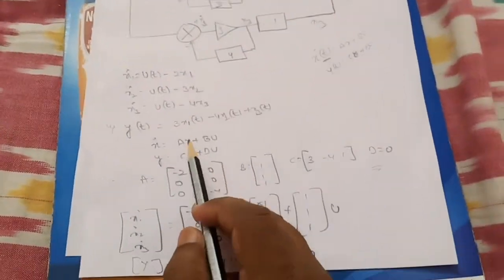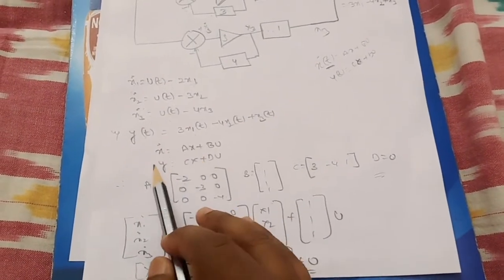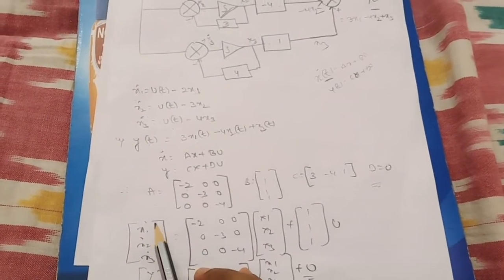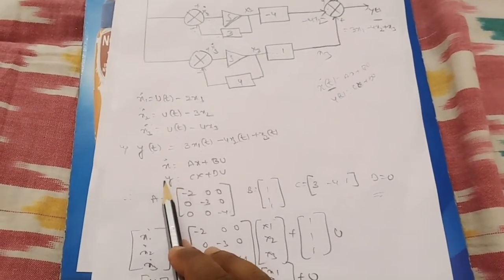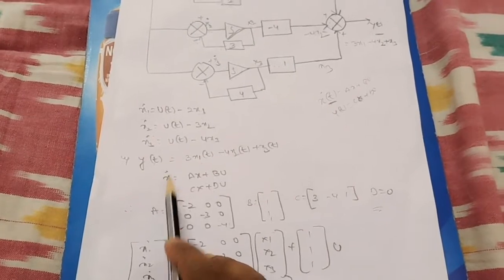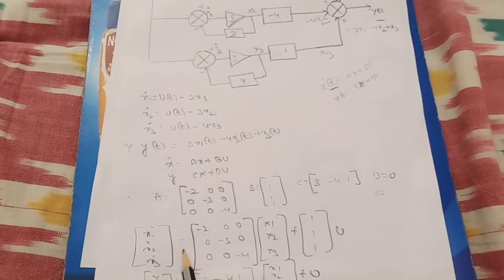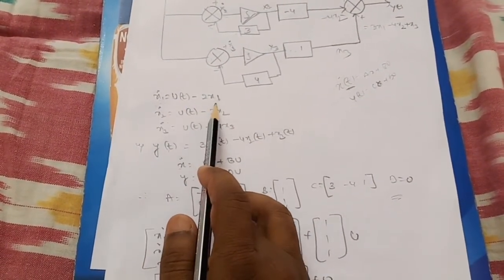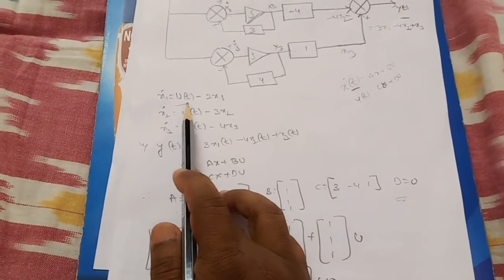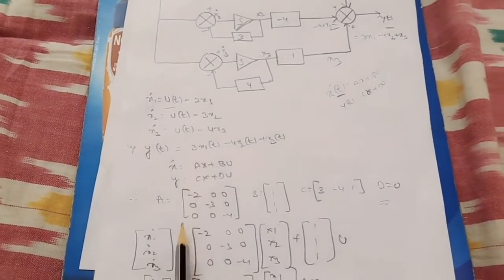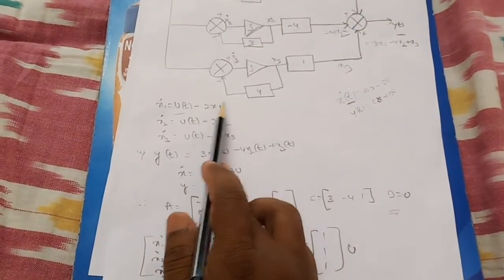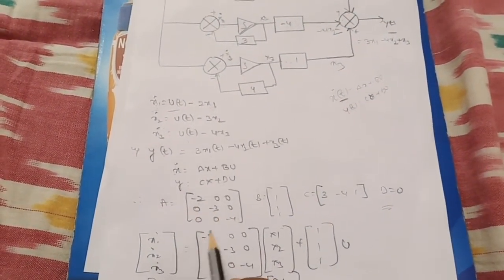We know the state equations are x dot equals Ax plus Bu, y equals Cx plus Du. Simply we will represent it in this form. How many do we have? x1 dot, x2 dot, x3 dot. So here x dot is nothing but the state equation. So x1 dot equals u of t minus 2x1. Let us represent u of t later. So x1 dot equals minus 2x1, so minus 2, and the remaining terms 0, because we don't have x2 and x3 in this equation. So minus 2, 0, 0.